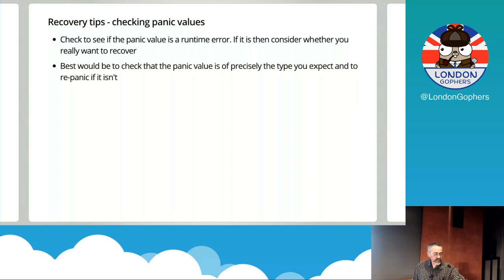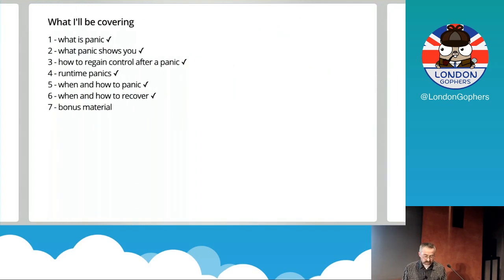So when you recover, check the panic values. You can check to see if it's a runtime error, and then decide whether you really want to recover, but probably best is to actually check that it's explicitly a type of error that you are expecting, and repanic if it isn't. That was the example we saw a little bit earlier.